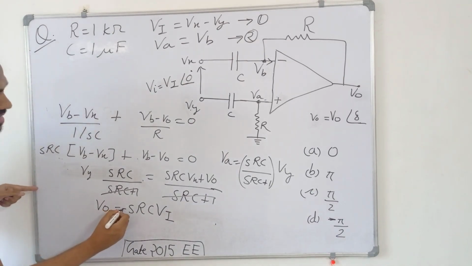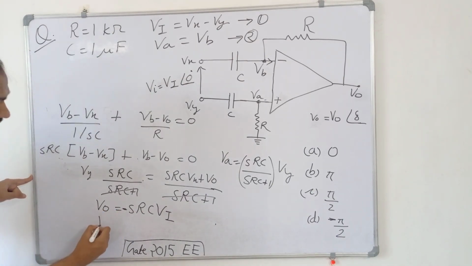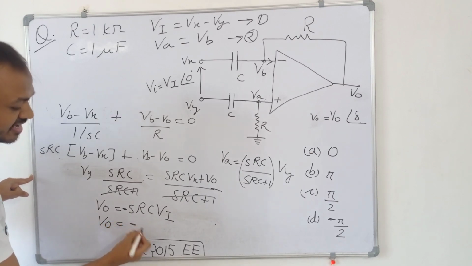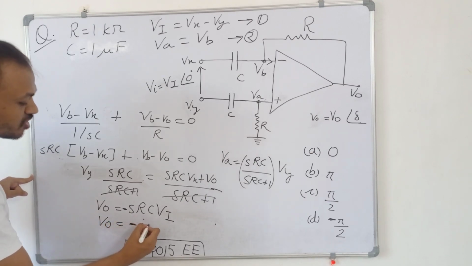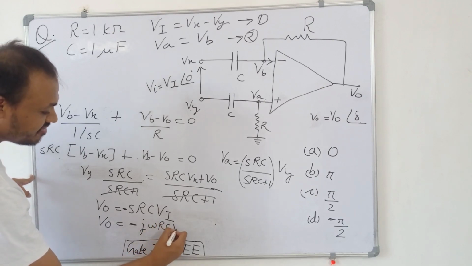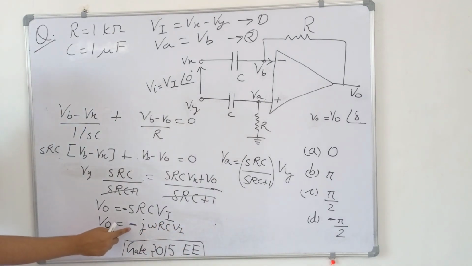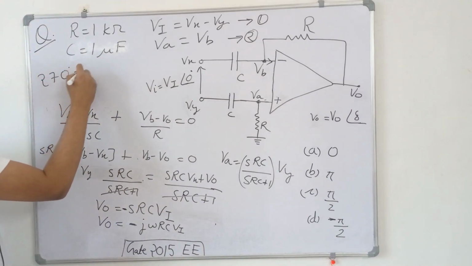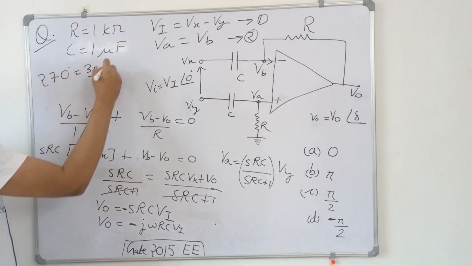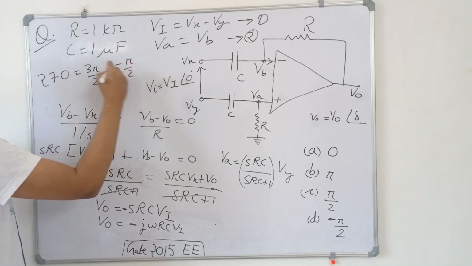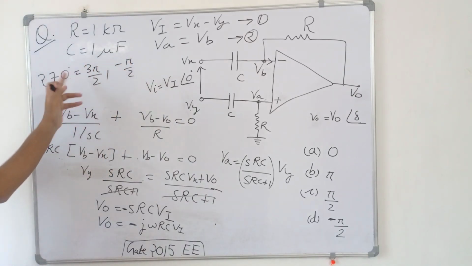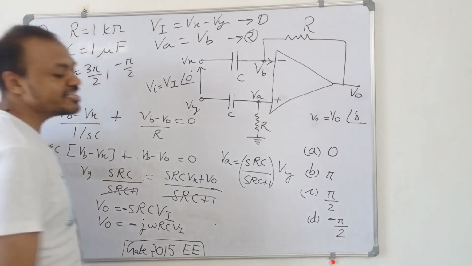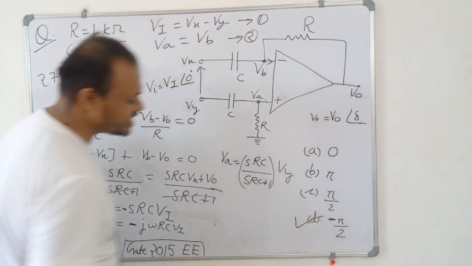So this we can again write as V naught equal to minus, in place of s we can write j omega RC Vi. So minus sign means 180-degree phase shift and j means 90-degree phase shift. So total phase shift is 270 degrees or 3 pi by 2, or in other words we can say the phase shift is minus pi by 2. So 4 options were given, so option D is correct.